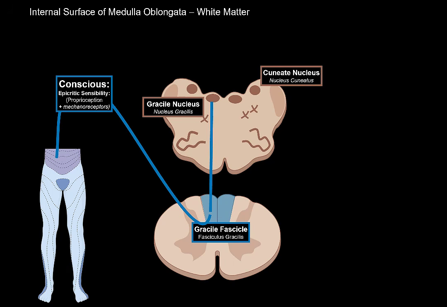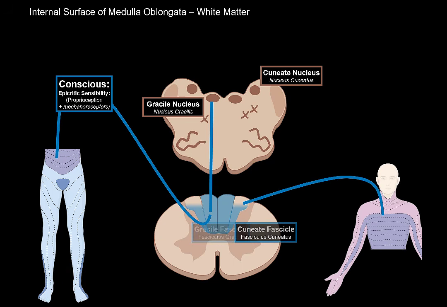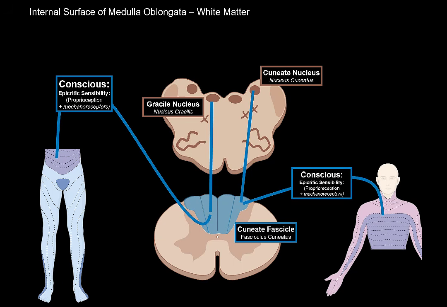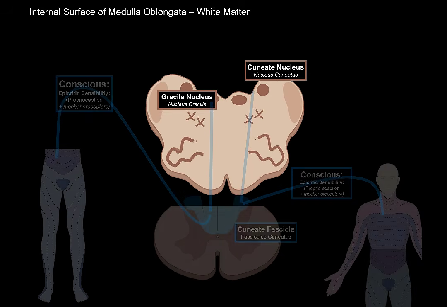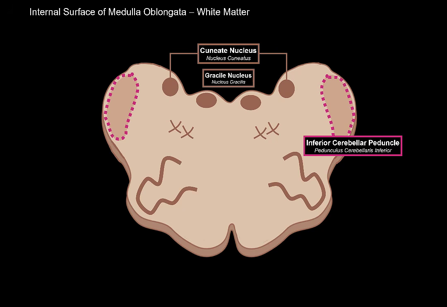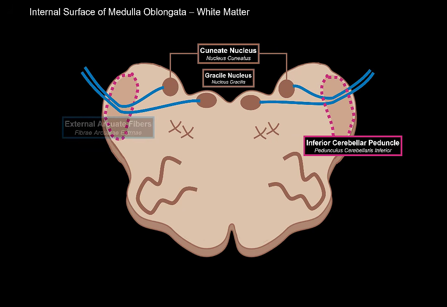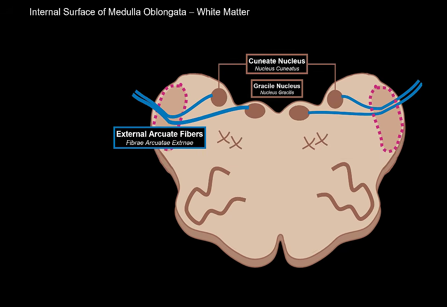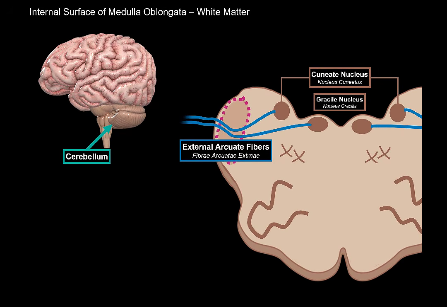The cuneate nucleus receives input from the upper part of the body, which also senses epicritic sensibility. Alright, now from the gracilis nucleus and the cuneate nucleus, where do the fibers go? Well, they split into 2 pathways. They split into fibers that go through the inferior cerebellar peduncles, as you see here, as fibers called the external arcuate fibers. And remember, since they go through the inferior cerebellar peduncles, they're going to the cerebellum.